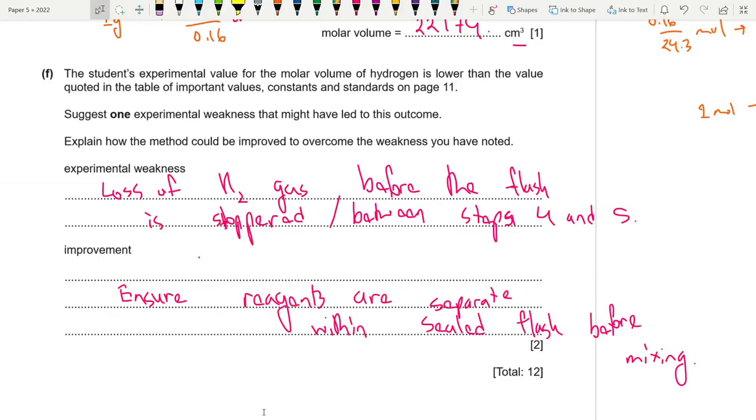You have to ensure that the reagents are separate within the sealed flask before mixing. So the conical flask, sidearm conical flask, must be sealed. Okay, it needs to be sealed beforehand. And you need to ensure that there is a mechanism to prevent the magnesium ribbon from mixing with the HCl. So how is this done usually, if you guys are wondering?